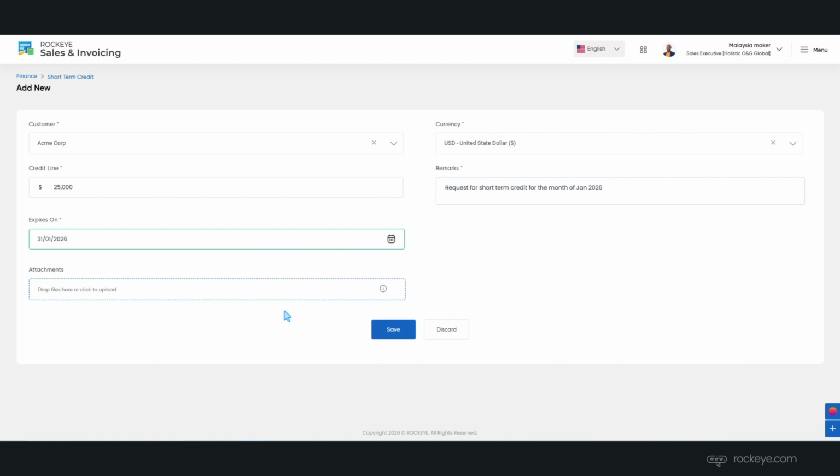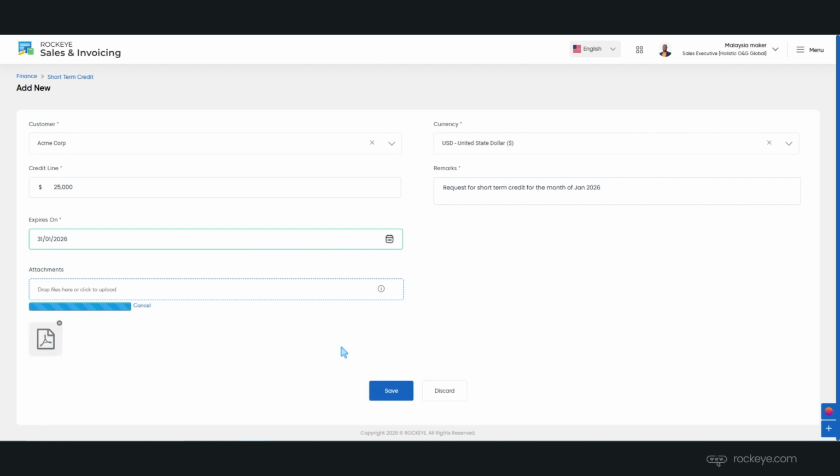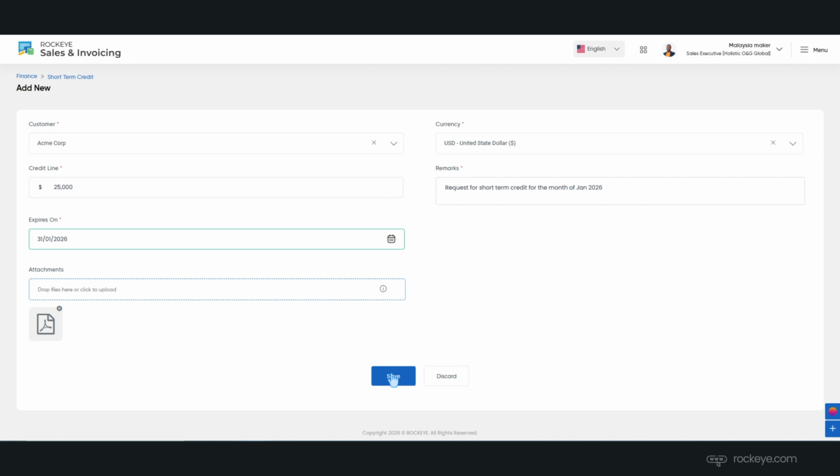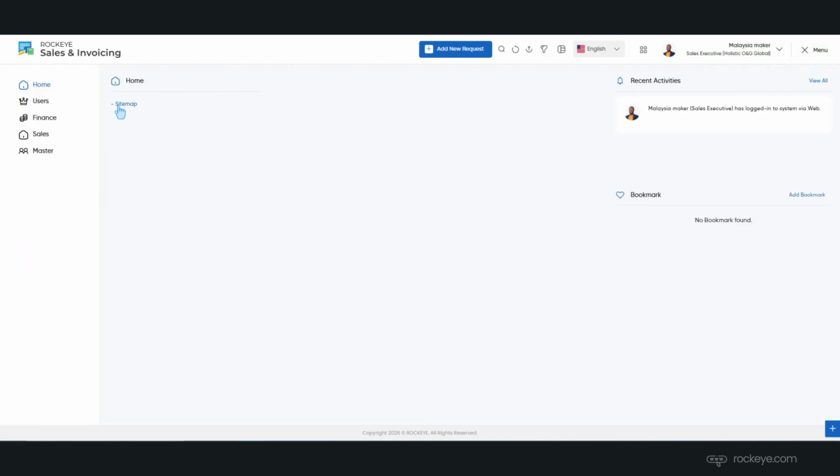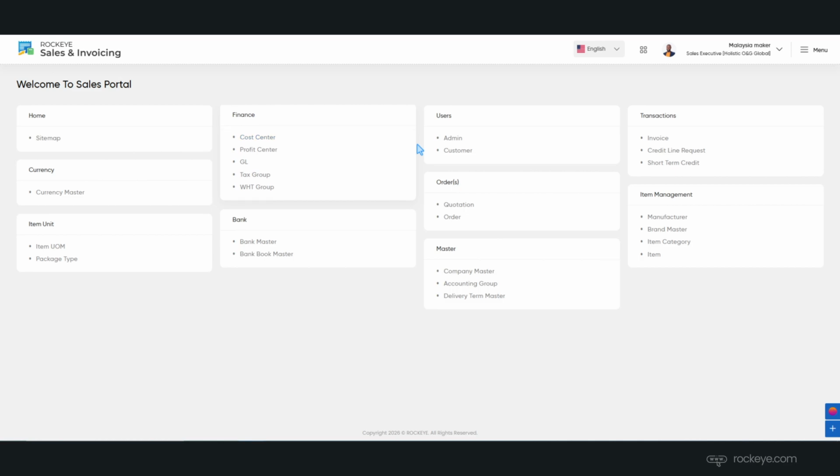Documenting the request with attachments ensures a complete audit trail for internal regulatory compliance. Submitting the request establishes a pending record for final authorization and real-time status tracking. Centralized credit management streamlines financial risk mitigation and supports sustainable sales growth.